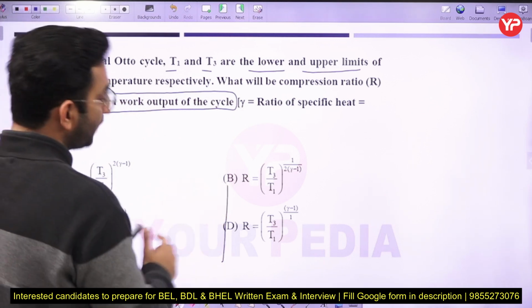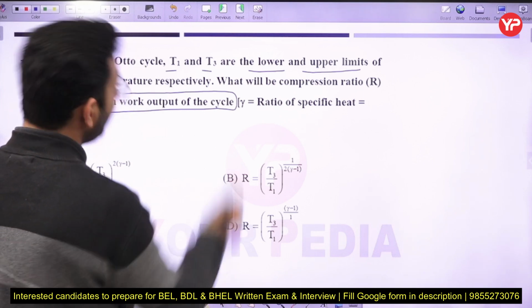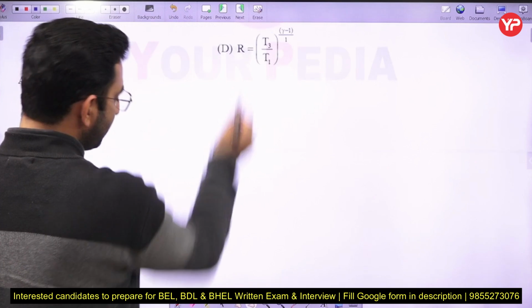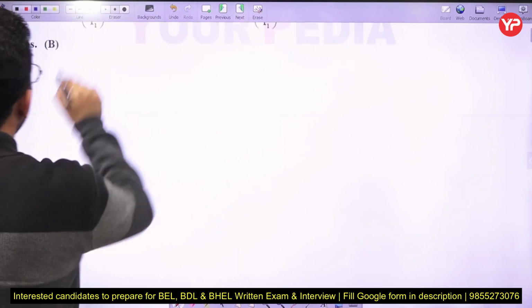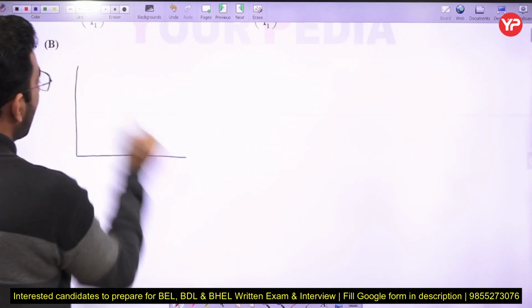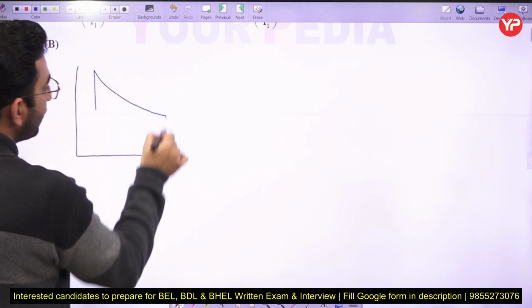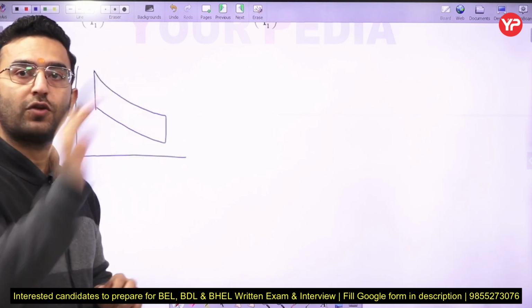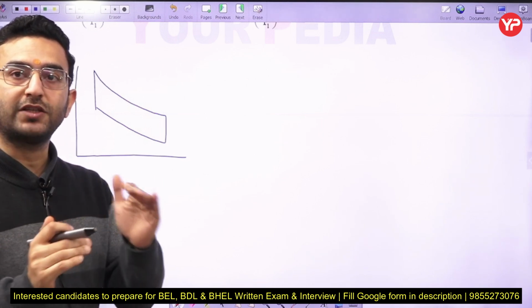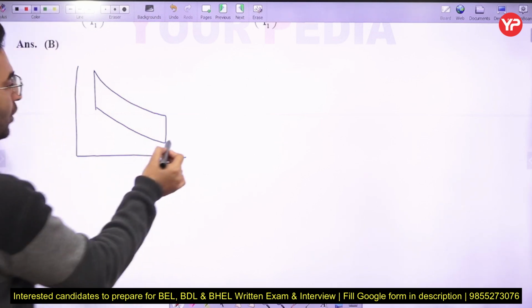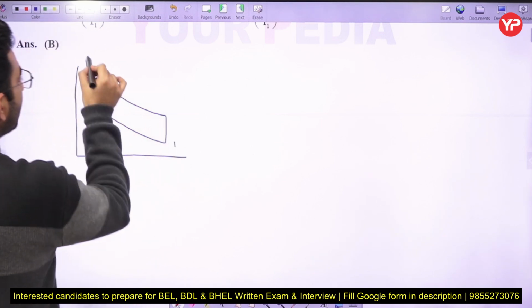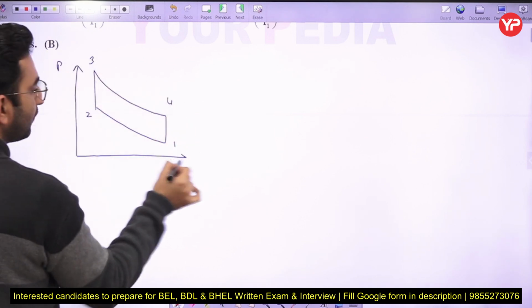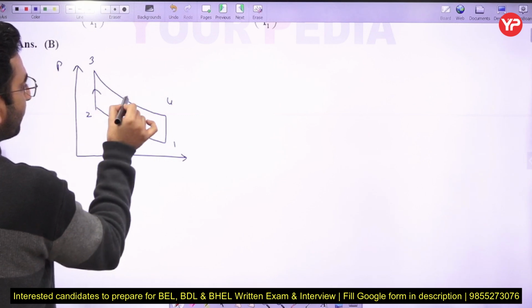So if you see in this case, now the Otto cycle is shown like this. Here we have 4 processes. The 2 processes are the constant volume heat addition and constant volume heat rejection, and there are 2 isentropic processes, isentropic compression and isentropic expansion. So here I can say 1, 2, 3, 4. This is the PV diagram of the Otto cycle, and you are performing in this way.